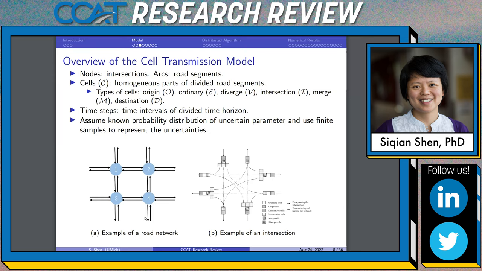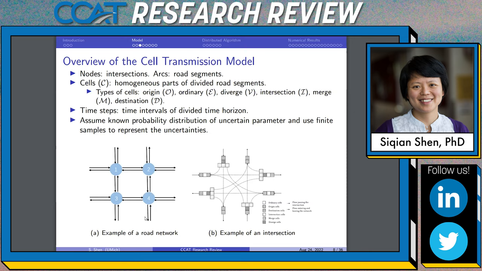And also for the time intervals, dividing the time horizon, you will have time steps, how short you would like to discretize your network based on the time steps that you consider. Sometimes these can be seconds, okay? And then we assume that we know the distribution of the uncertain parameters. So the two uncertain parameters we talked about before, the demand and also the turning ratio, although they are uncertain, we have an underlying distribution that can characterize them during certain hours, okay?